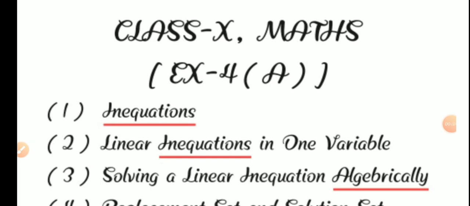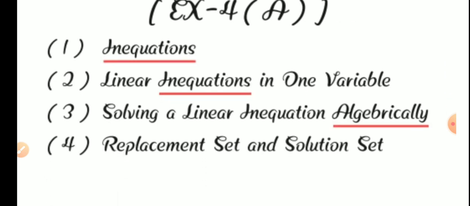Today I am going to start a new chapter, linear inequations. In this chapter there are two exercises, 4th A and 4th B. In exercise 4th A you are going to study inequations, linear inequations in one variable, solving a linear inequation algebraically, and replacement set and solution set. So one by one I am going to explain each point. Try to understand carefully. So the first point is inequations.